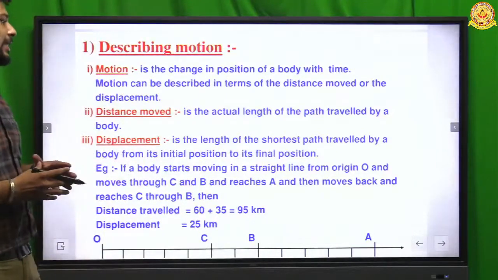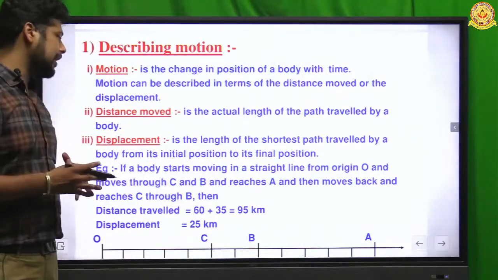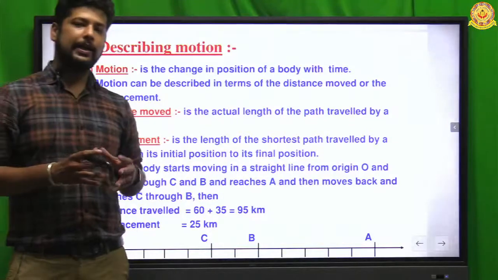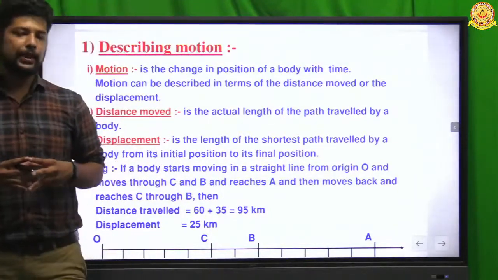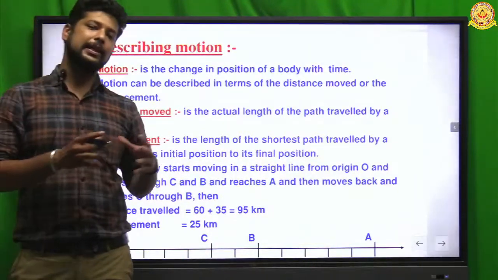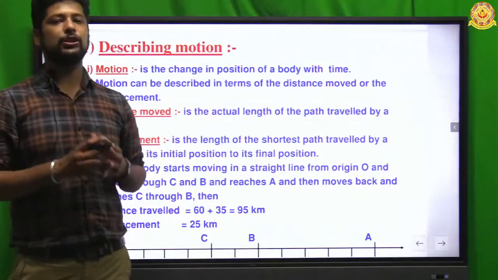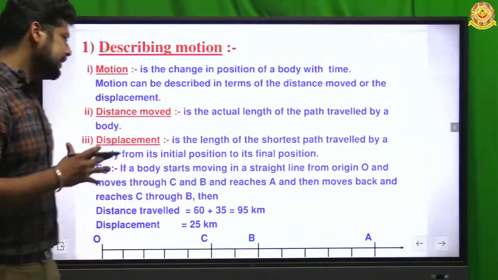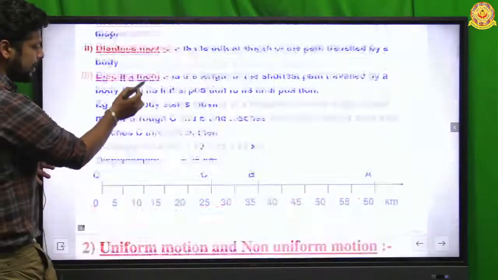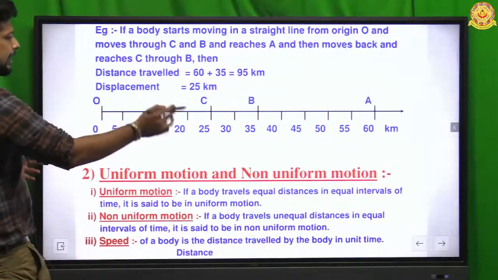Distance is the actual length of a path traveled by a body. Whenever an actual path is traveled by a particular object, then we can term it as a distance. But displacement is the final and initial position of that body. How can we describe the distance and displacement? You can see a straight line motion here.